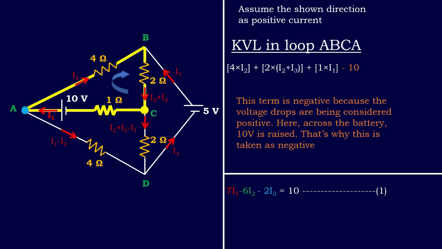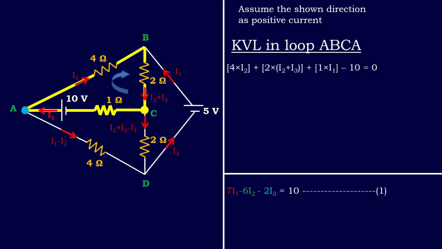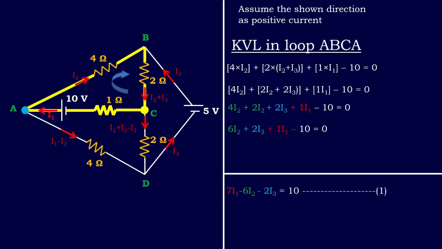This completes the loop. According to Kirchhoff's voltage law, the algebraic sum of all voltage changes in a closed loop is equal to 0. So we equate the entire equation to 0. Now we group all the terms containing I1, I2 and I3. After simplifying, we finally arrive at equation 2, as shown.